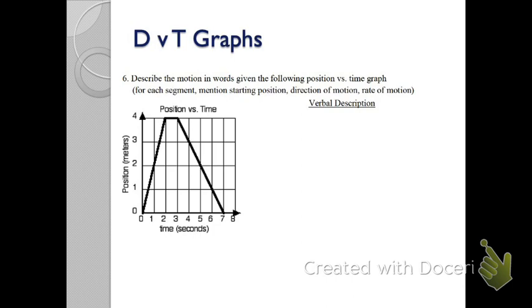All right. Describe the motion in words given the following. So for each segment, mention the starting position, direction of motion, and rate of motion. So you're going to do this one on your own. You're going to say from 0 to 2 seconds, they're moving at this velocity, right? You're going to calculate that. You're going to say from 3 to 4, they're doing this, and from 4 to 7, they're doing this. So you're going to have 3 different time intervals you have written out, okay?